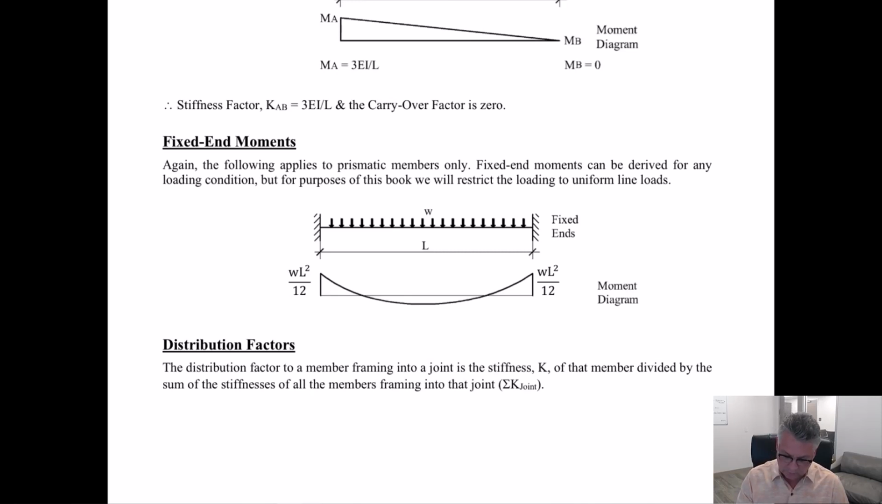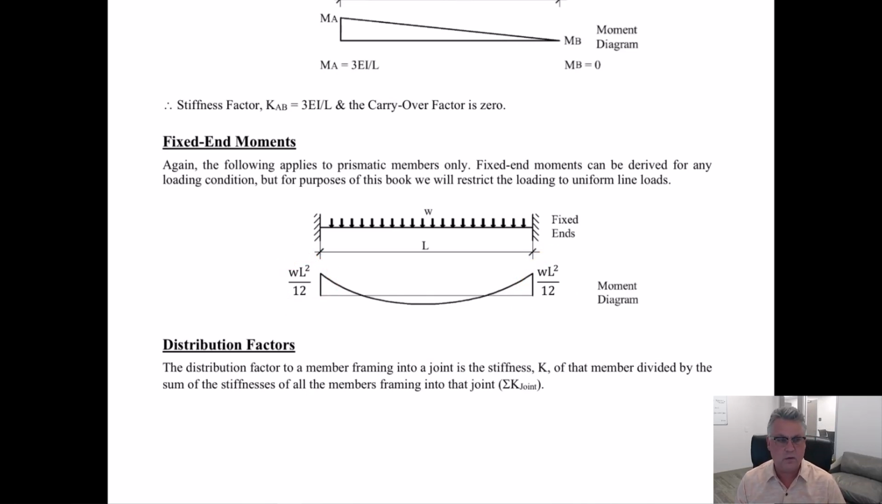But for basically all the project and effectively all the homework assignments, you will have a uniform load in this class. So a uniform load on a beam with 2 fixed ends with constant EI, one end to the other, has fixed end moments of WL squared over 12. Again, that should be something that's familiar to you.